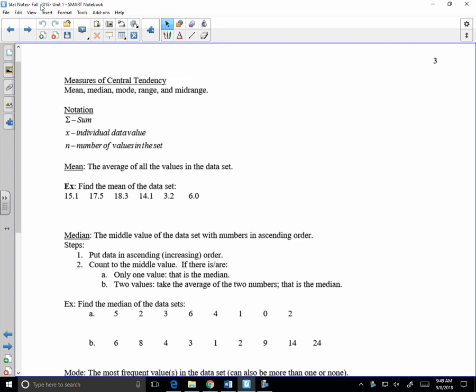Range and mid-range are the weird ones. Right? Range is actually not a measure of central tendency, but it kind of goes hand in hand with mid-range, so we talk about it at the same time. All right? The mean is the average.